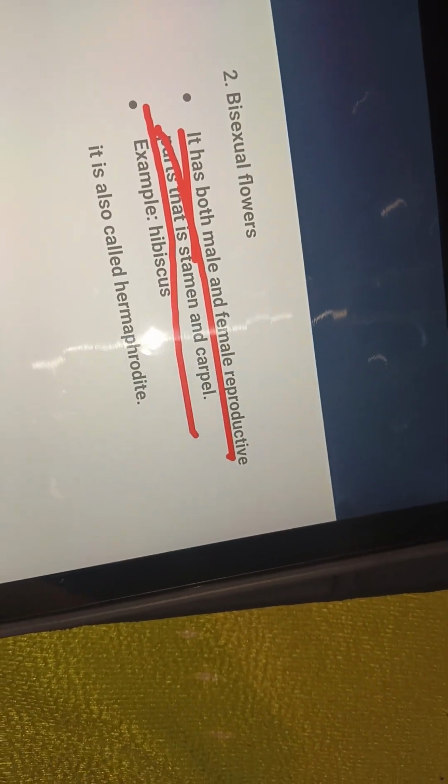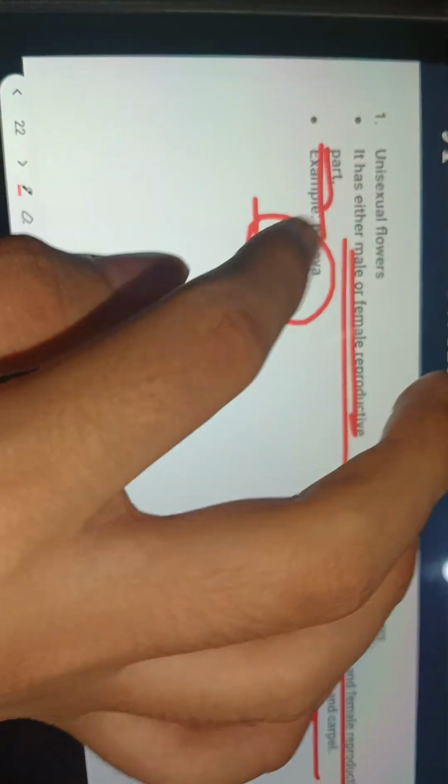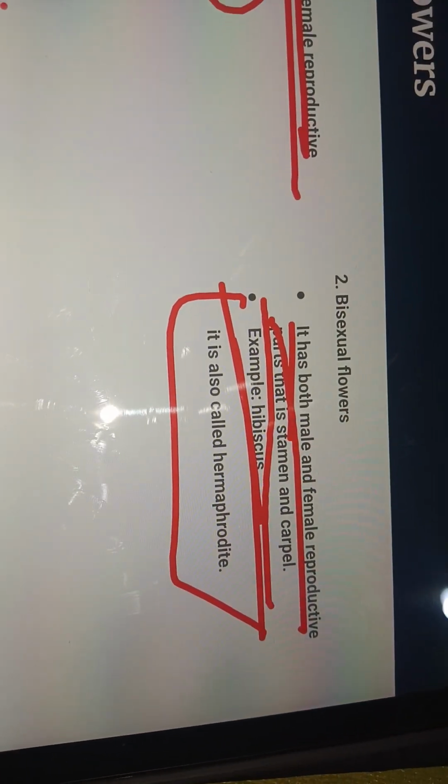In bisexual, it has both male and female reproductive parts, that is, stamen and carpel. Example: hibiscus. For extra information, bisexual flowers are also known as hermaphrodite. Bisexual flowers have both male and female reproductive parts.